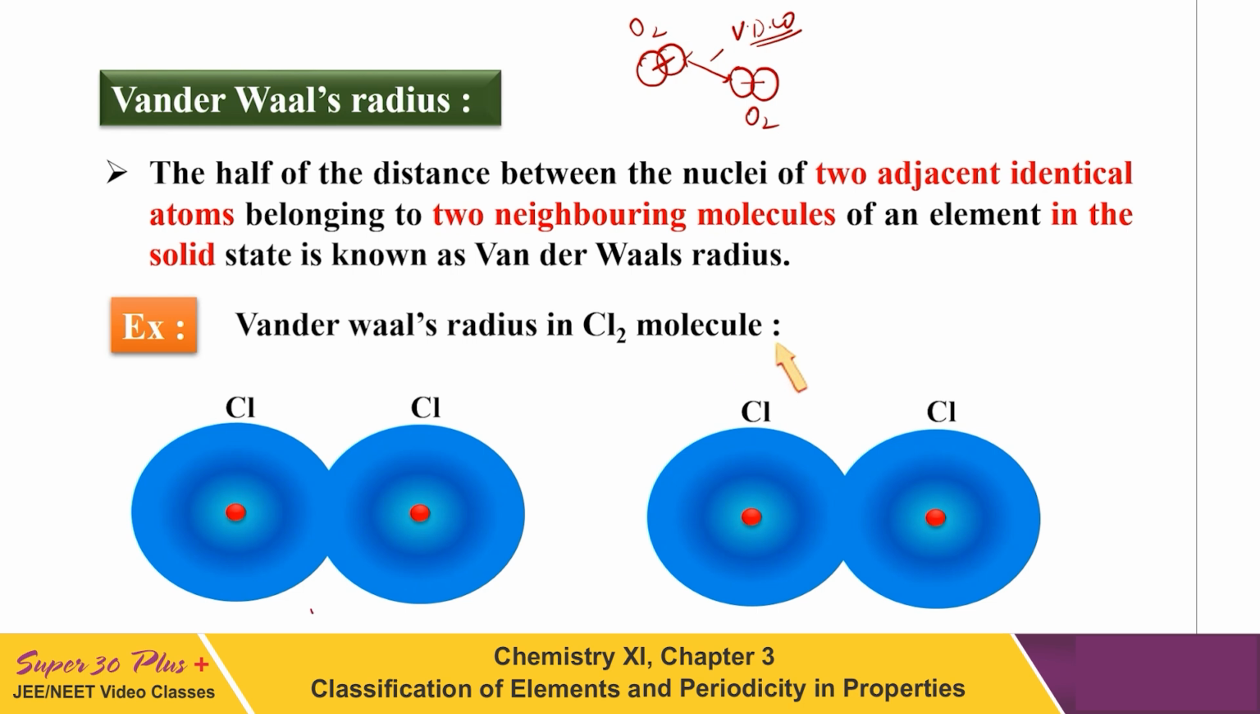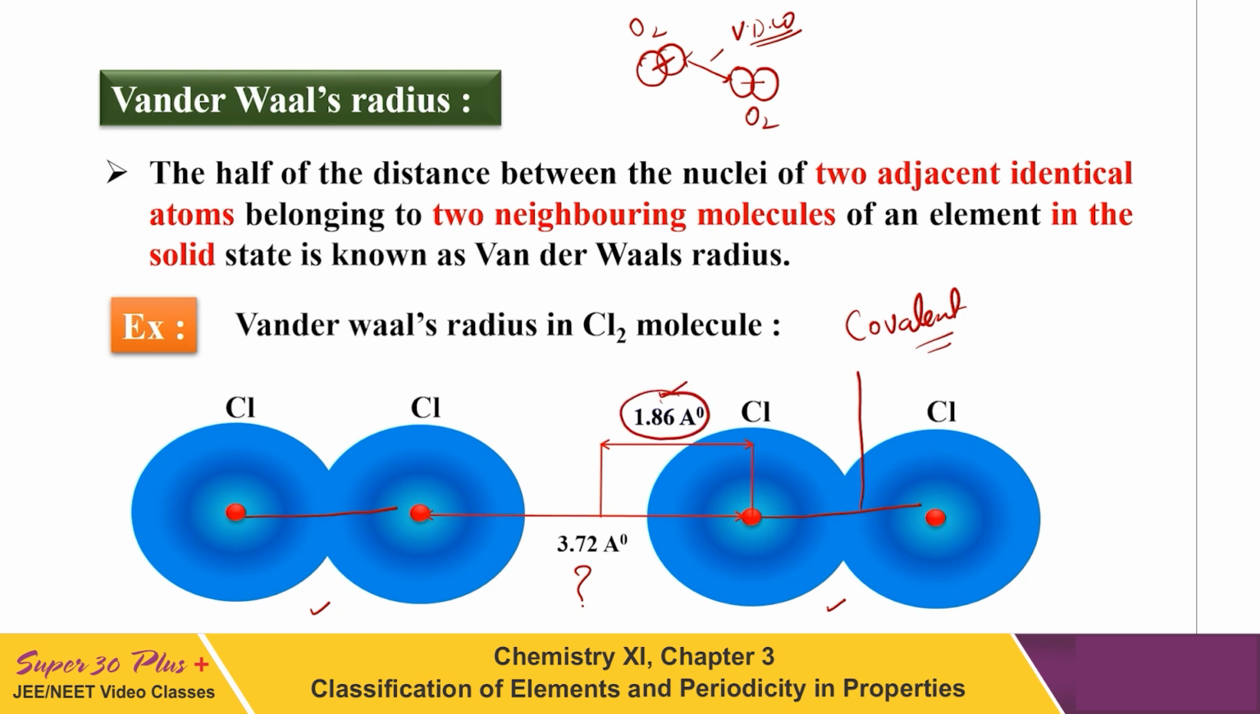Now you see, this is chlorine, this is another chlorine. There is a formation of covalent bond between them. This is a covalent bond. Similarly, this bond is also covalent, sharing of electrons. But what about in between them? In between them, there is a formation of van der Waals bond, and the distance is 3.72 angstrom in the case of chlorine. So half of this distance, which is 1.86 angstrom, is the van der Waals radius of chlorine. So you see, this is the van der Waals radius of the chlorine molecule.